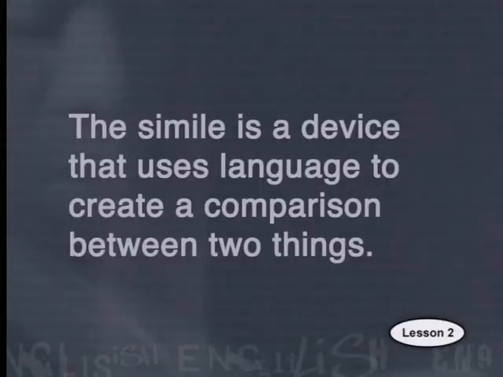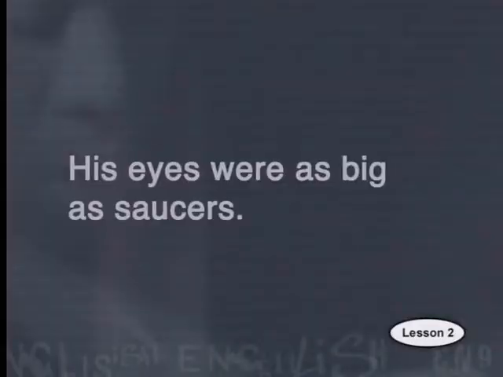In a simile, two things are being compared. In the example we've just looked at, a simile is used to make a description of cold water more interesting. In other words, the simile is a device that uses language to create a comparison between two things. Now, we also use similes to make descriptions more humorous. For example, if we wanted to tell a funny story about someone who got a surprise, we could say, his eyes were as big as saucers. In this case, the device we are using to express a humorous idea is the simile.